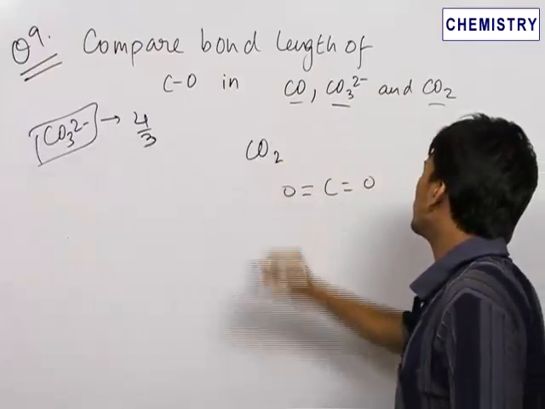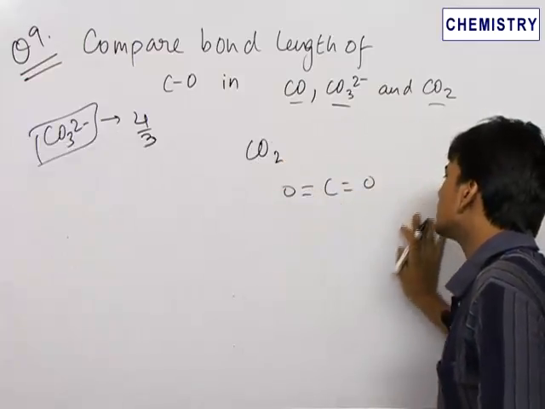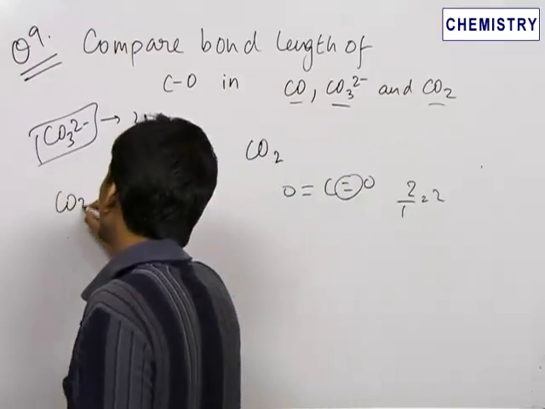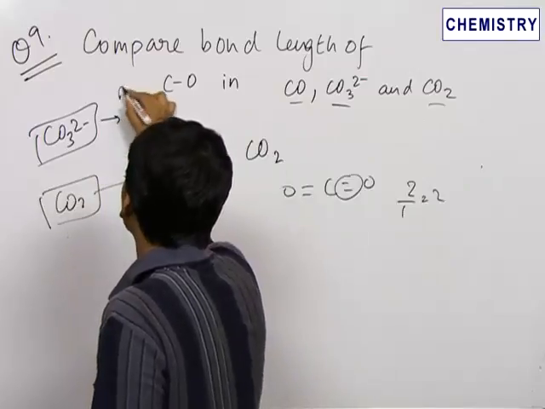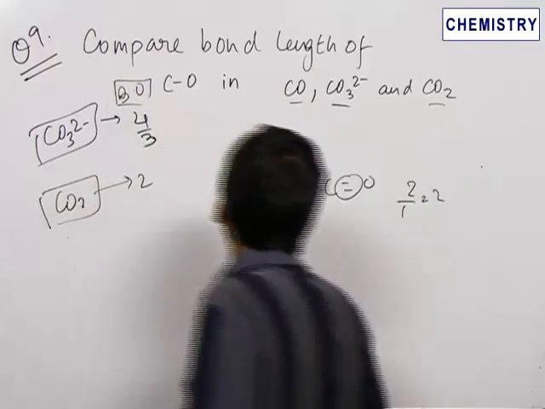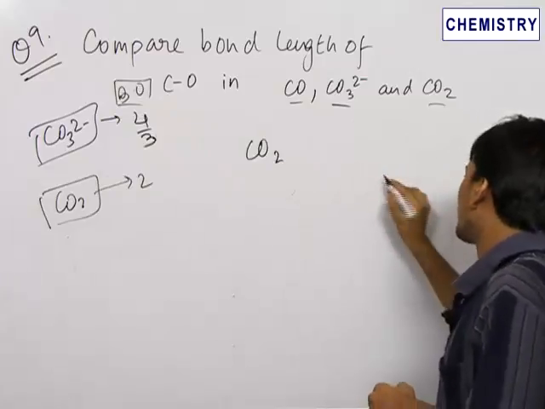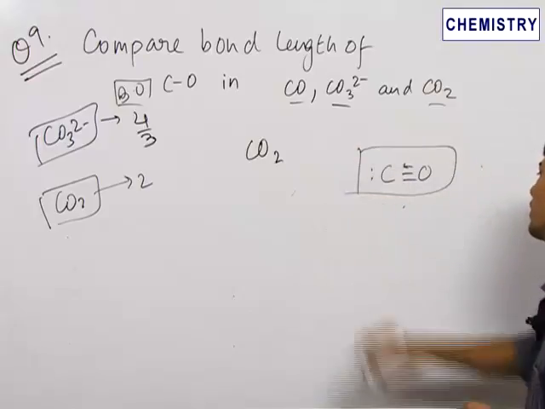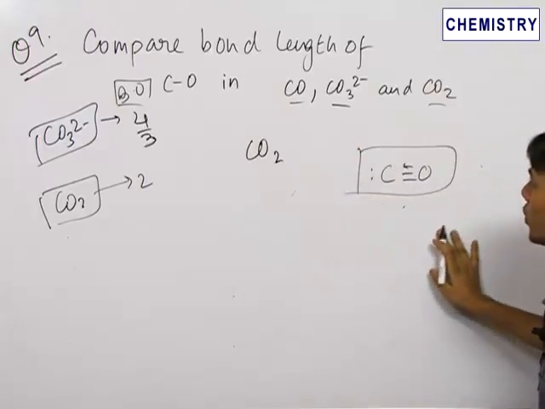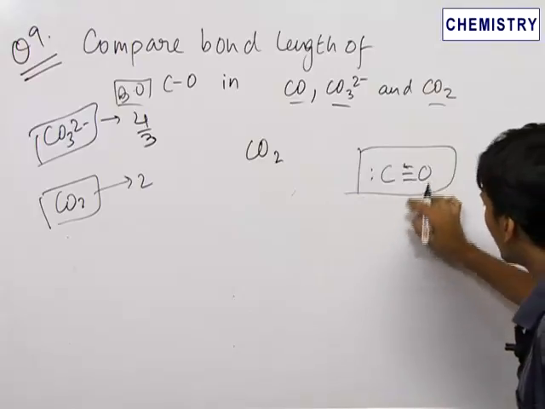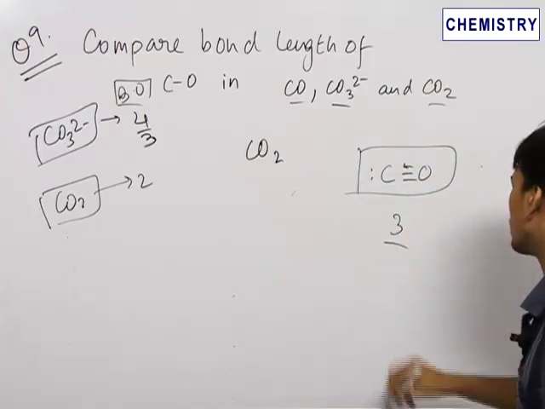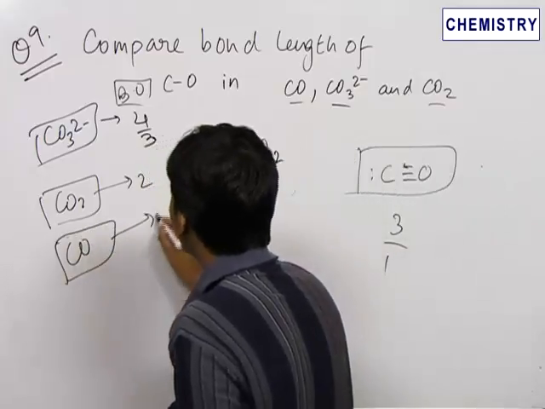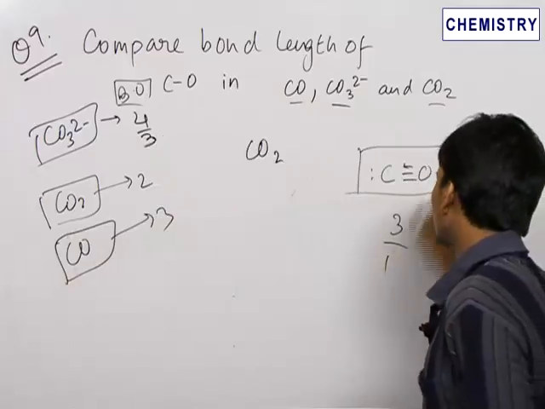Now the carbon dioxide molecule is like this. It has no resonating structures. Therefore the bond order is 2 upon 1, which is equal to 2. For CO2 we know the bond order to be equal to 2. Now for checking the case of carbon monoxide, we again know that this carbon monoxide molecule has no other resonating structures, due to which the bond order is the total number of carbon oxygen bonds, 3, upon the total number of resonating structures, that is 1. Therefore the bond order for the carbon oxygen bond in carbon monoxide comes out to be equal to 3.